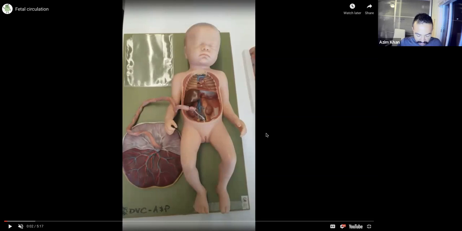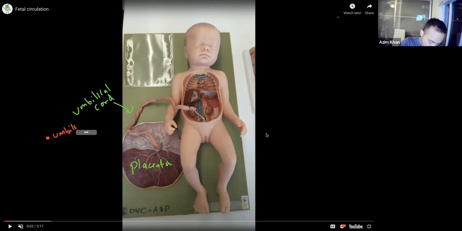Just want to point out that this mass here is representing the placenta. Microscopically, there would be chorionic villi with capillaries. You have the umbilical cord here. The red blood vessel would be the umbilical vein, because it's carrying oxygen-rich blood from the mother. And then there are 2 umbilical arteries which carry deoxygenated blood. Arteries carry blood away from the fetus, away from the fetal heart.